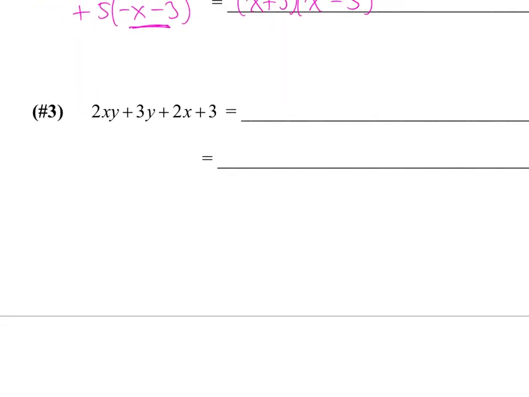We have 2xy plus 3y plus 2x plus 3. All right, why don't you see if you can give this one a try, and just be aware the second thing, GCF, might be something a little bit goofy, so just keep that in mind.